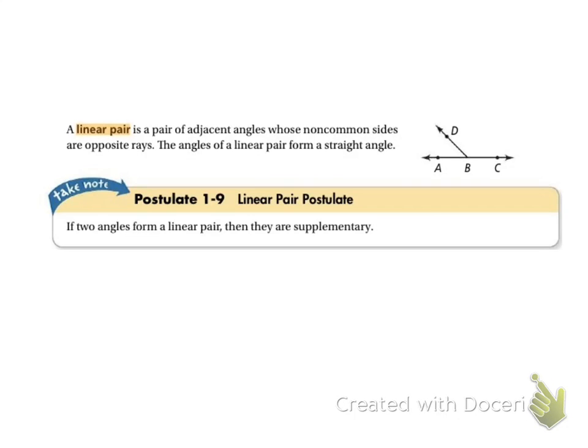Okay, this is section 1.5b of geometry. A linear pair is a pair of adjacent angles whose non-common sides are opposite rays. The angles of a linear pair form a straight angle. And if two angles form a linear pair, then they are supplementary, which is postulate 1.9, the linear pair postulate.